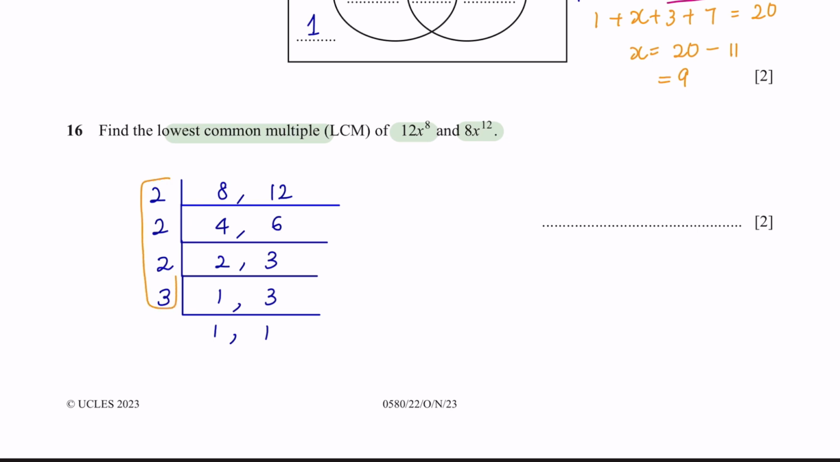So we will find the product of these numbers. And we've got x to the power of 8 and x to the power of 12. So we're going to use x to the power of 12 here. This is your final answer.